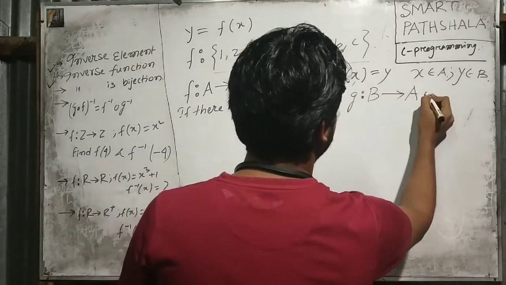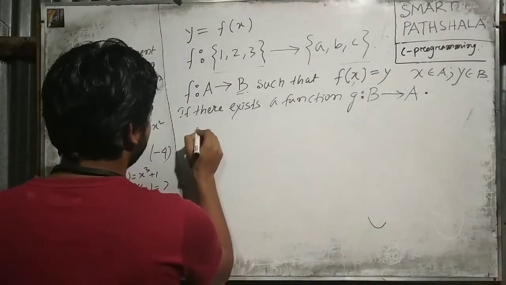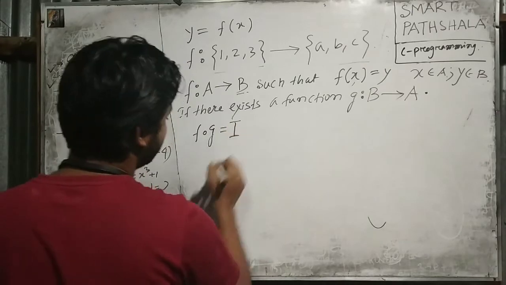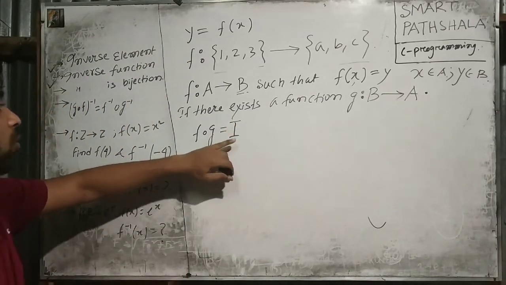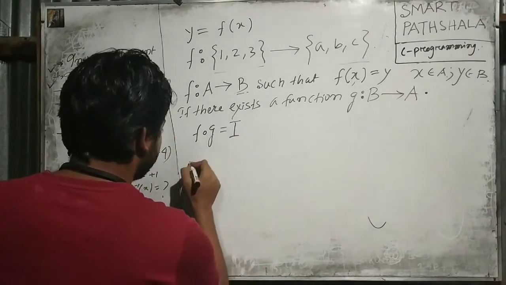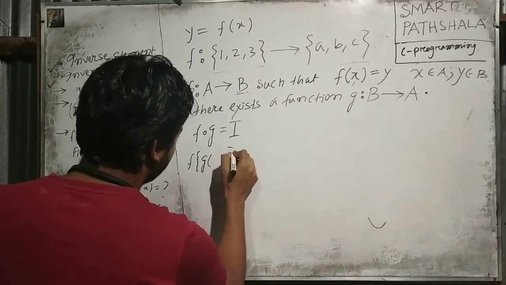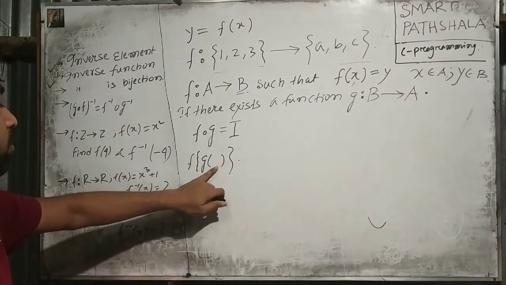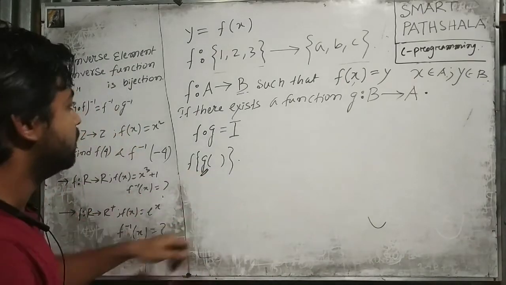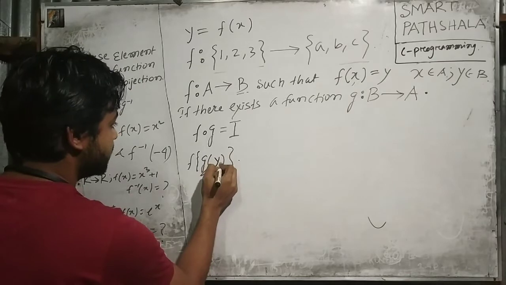Such that if these types of functions exist, then we can say that f of g will be the identity function. Now, on what domain is it identity? This thing you need to note down. See, look at this. This is f of g. So f of g of what? Notice, here I will put an element which belongs to the domain of g, not the domain of f. Now what is the domain of g? B.